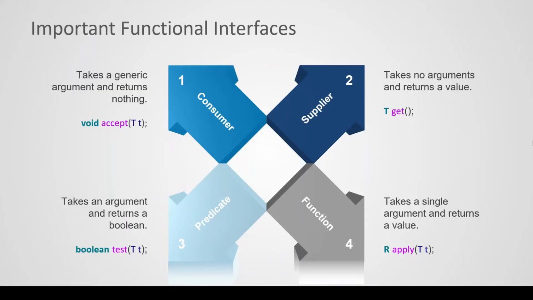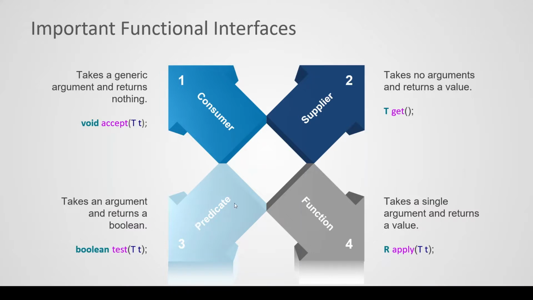The 4 important functional interfaces are: the first one is the consumer interface. It takes a generic argument and returns nothing. The single abstract method signature is void accept and the generic argument T. The second one is the supplier interface. It takes no arguments and returns a value. The signature of the single abstract method is the generic return value T, method get, which takes no arguments.